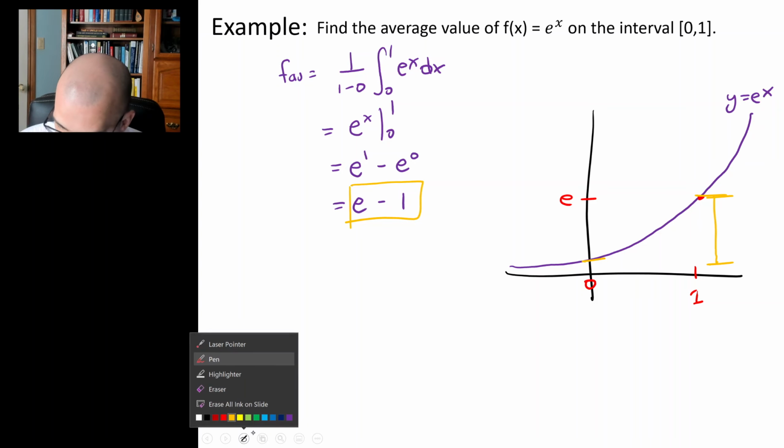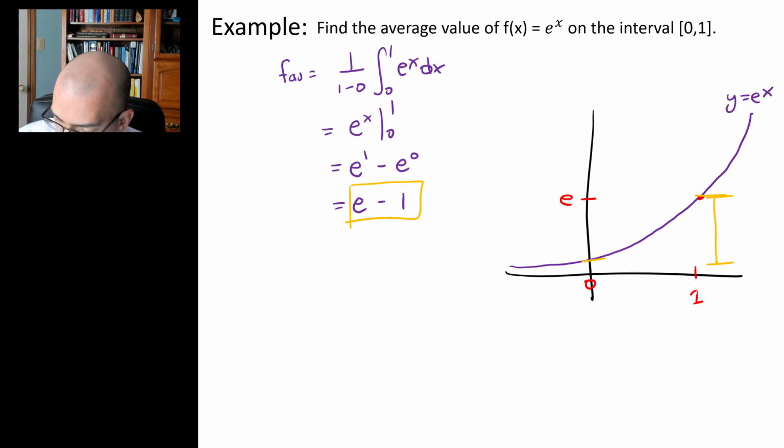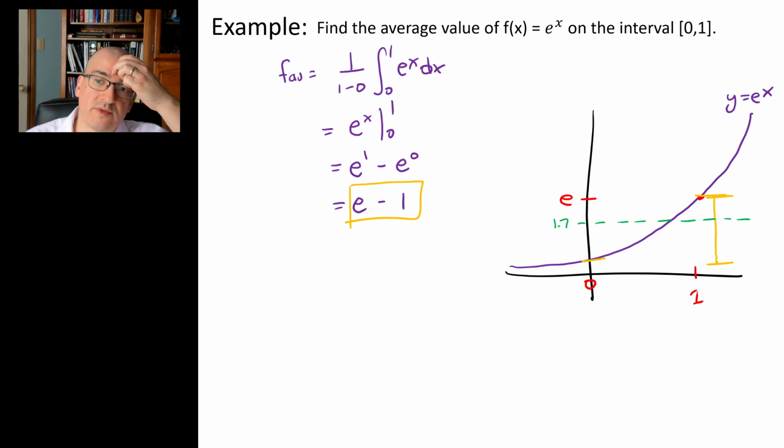And this is saying that the average value is e minus 1. So e is 2.7. It's saying it's around 1.7. That's the average value of the function. I didn't draw a very good picture, and that's why it doesn't look like it's the average value, but it would correspond to the geometric average value of that function between those endpoints.